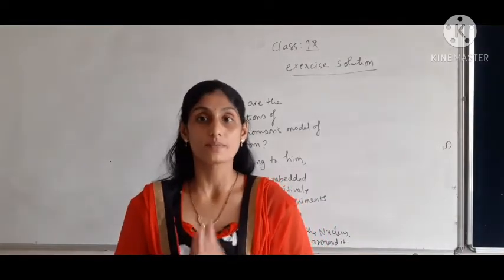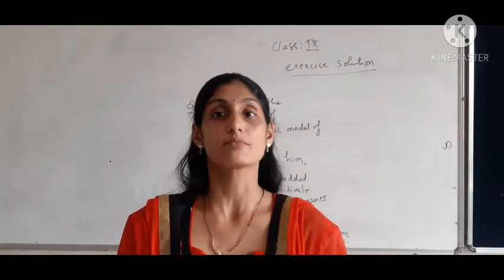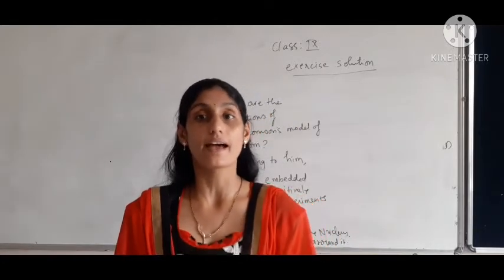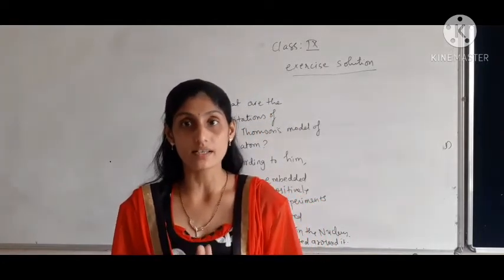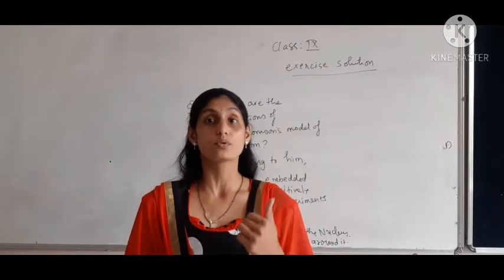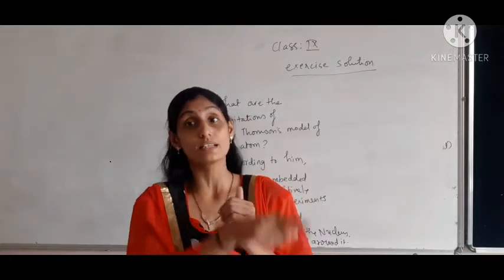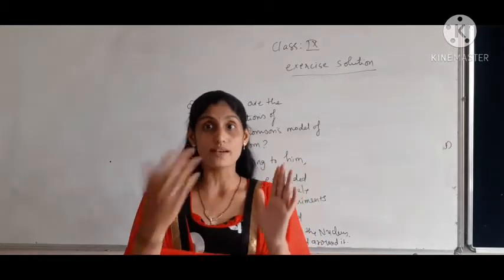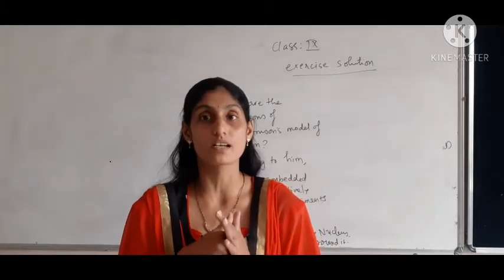Now the second question is based on the limitations. Limitations, that means failure. Why did it fail? Thomson's model. Thomson said that the negatively charged electrons are embedded in the positively charged sphere. Whereas another scientist proved that no, electrons circulate around the nucleus in the orbit. That means they stay outside of the nucleus, not inside the positively charged sphere.